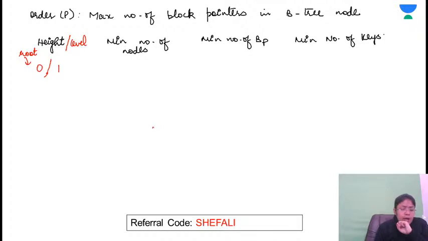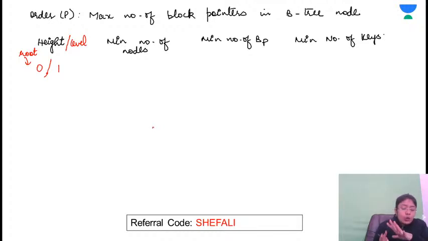Keys will be one less than block pointers, right? Okay, let's not talk about B plus tree right now, otherwise you will get confused. Let's go step by step. Beta, after the topic is finished, when I ask if there is any doubt, then ask your queries. If you keep asking questions in between, I won't be able to cover the topic in a flow. And if the flow breaks, you will have problems in the way you want to revise.